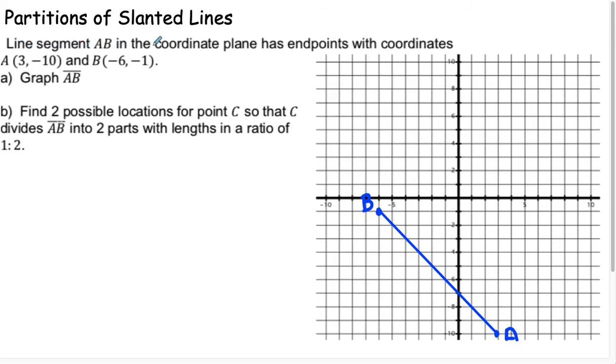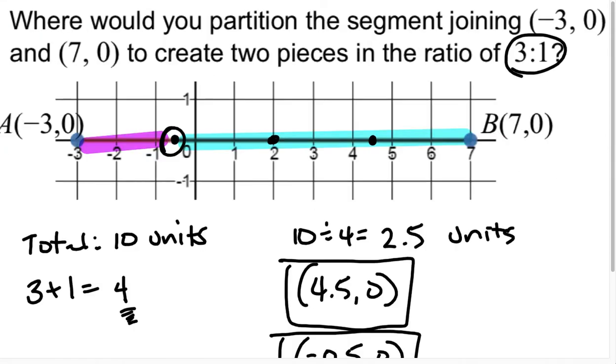It says line segment AB in the coordinate plane has endpoints with the coordinates A (3, -10) and B (-6, -1). The first question is asking you to graph AB, which I have done for you already. The second question is asking for you to find two possible locations. And remember, they're saying two possible locations because, again, you could start from B and then work your way to A, or you can work from A and then work your way to B. So two possible locations for point C, so that this point divides AB into two parts in the ratio of 1 to 2.